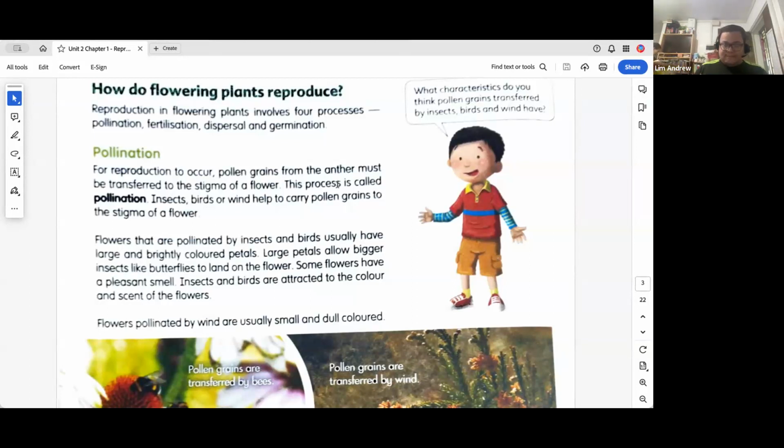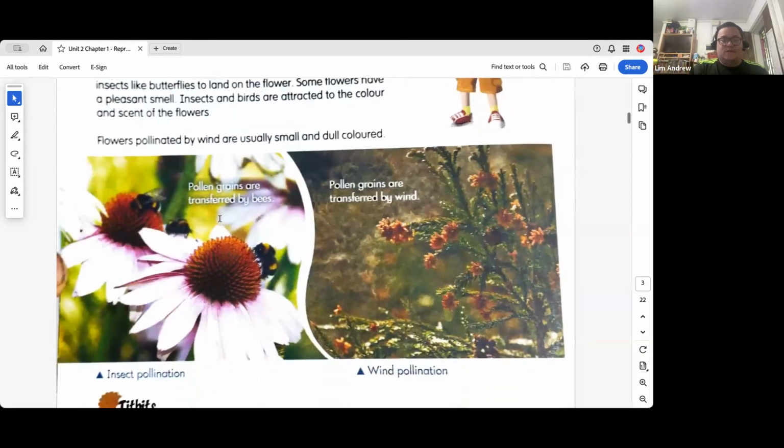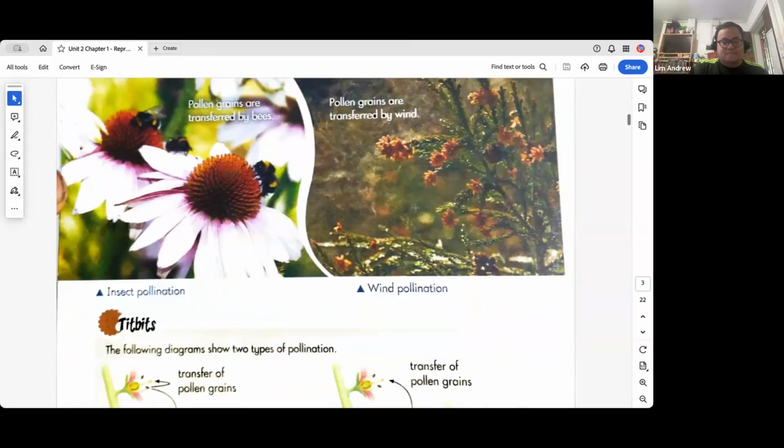Whereas for those flowers that don't need animal help, that need the wind's help, they are very small and very dull in color, because I don't need any animal help, so I don't attract any animal. All I need is the wind, the natural wind, to come and blow, and it will carry the pollen away. So in this case, look at these two pictures here. We have one that needs animal help, bright in color and very big, and another flower that needs just the wind, so it's very small and dull.